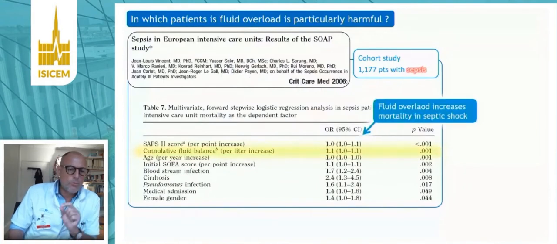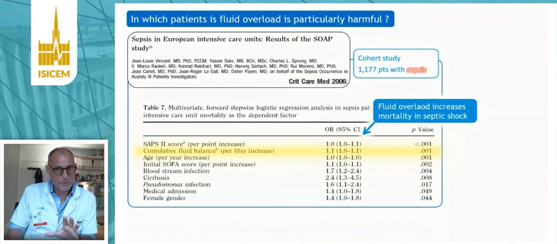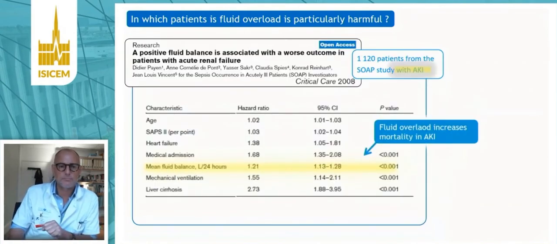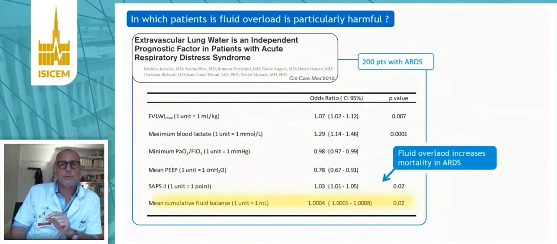Nevertheless, here we must ask, in which categories of patients has fluid overload been demonstrated as an important risk factor? The first population is clearly septic shock patients. And you remember the results of the SOAP cohort, the cumulative fluid balance was an independent predictor of mortality in these patients. And the same was observed specifically in patients with acute kidney injury.